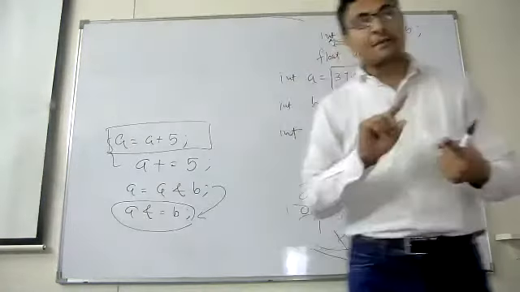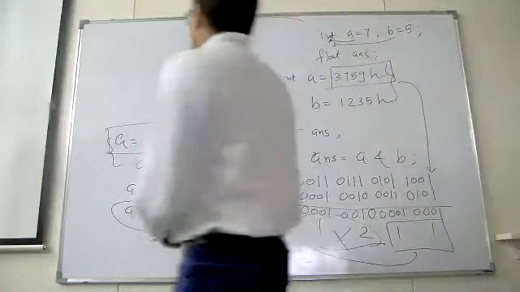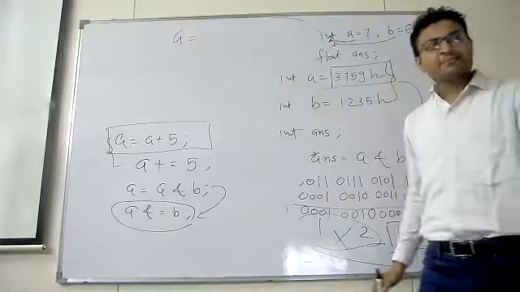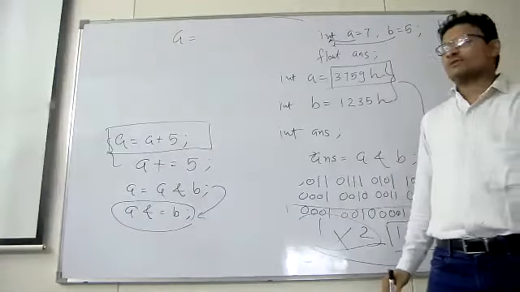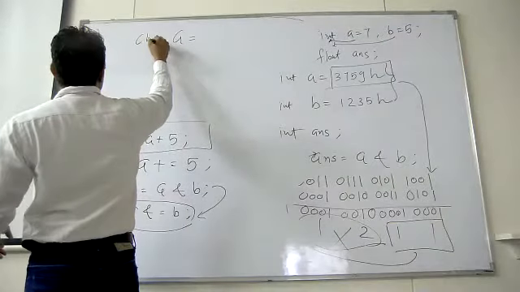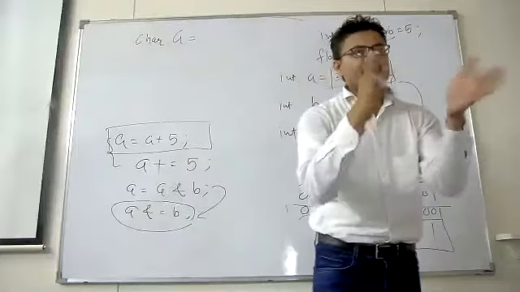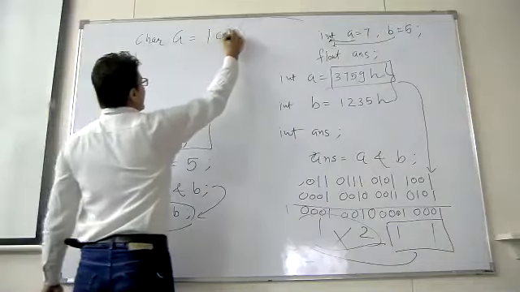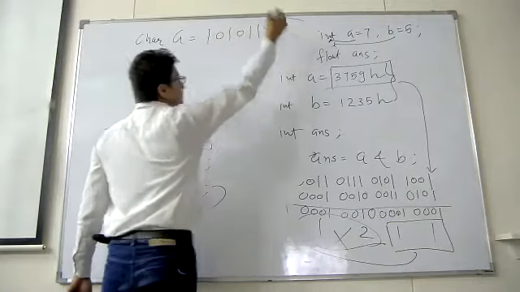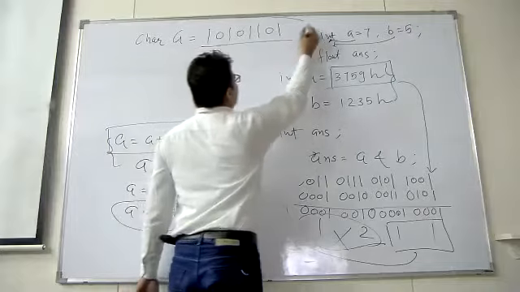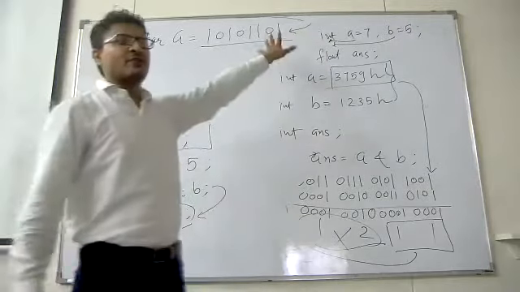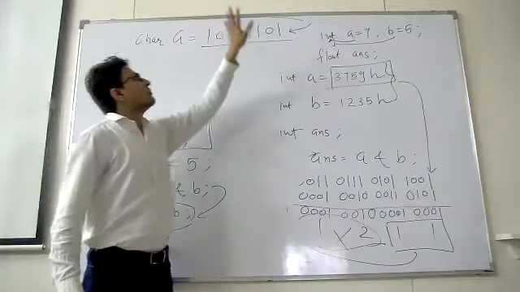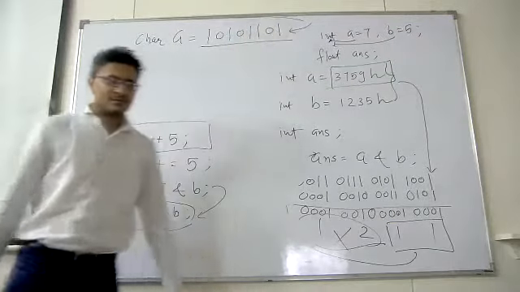Now, a very important fundamental. Suppose A is my control register in a microcontroller. A is an 8-bit register. A is my register in a microprocessor or in a controller, and the default value of A is 10101101.